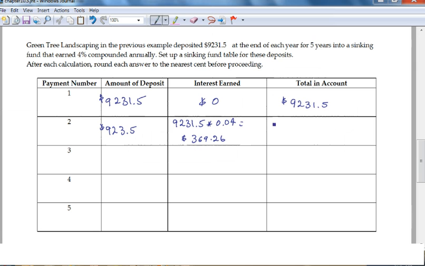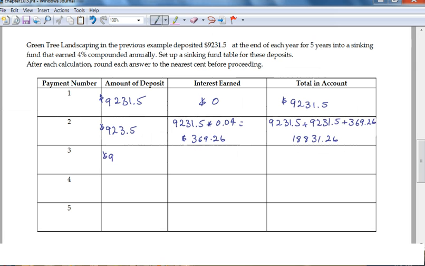So now they made this interest and they make this deposit and this deposit. So the amount has $9,231.50 twice, because for the first year and second year, plus the interest they just earned from the second year, and that will give us $18,831.26.